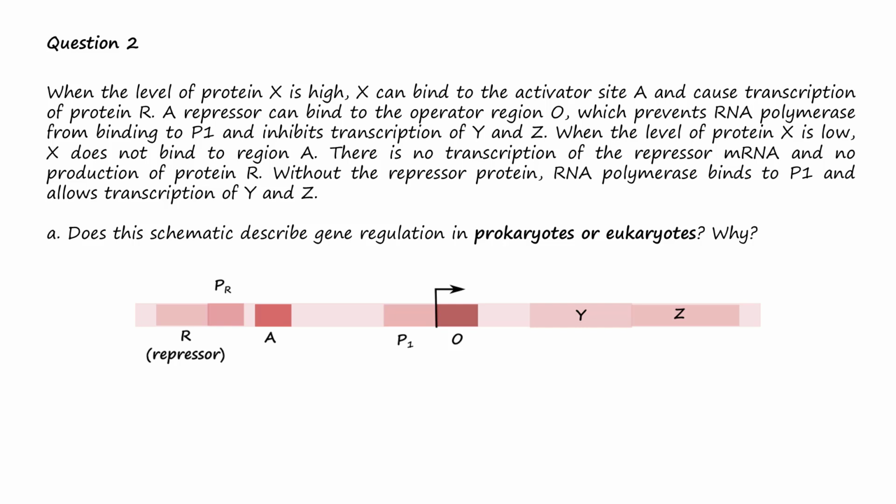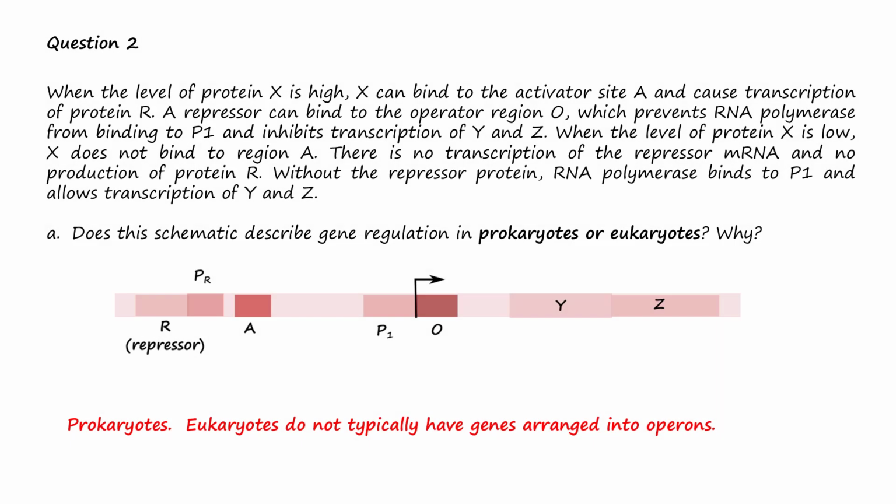When X levels are low, X does not bind to A, so R is not produced. Without the repressor, RNA polymerase binds to P1 and transcription of Y and Z occurs. A. Does this schematic describe gene regulation in prokaryotes or eukaryotes? Why? Answer: prokaryotes. This describes an operon structure in which multiple genes are controlled by a single promoter and operator. Eukaryotic genes are not typically organized into operons.